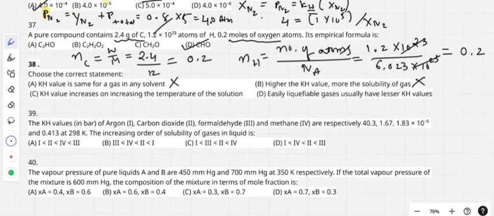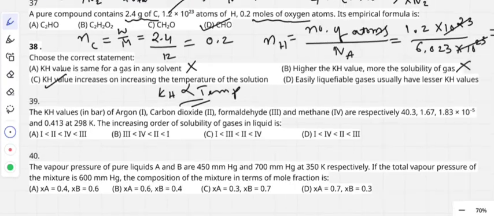KH value increases on increasing temperature. It is correct. KH is directly proportional to the temperature. So option C is correct. Next I move to question number 39.